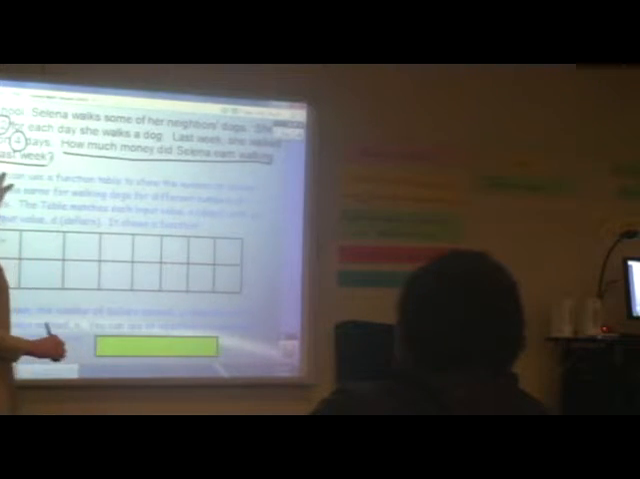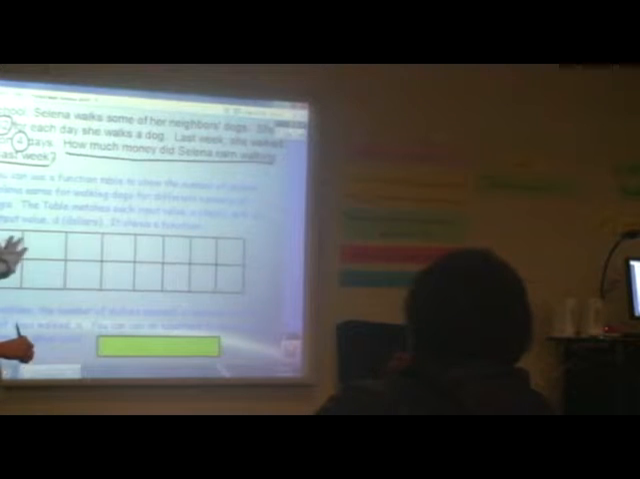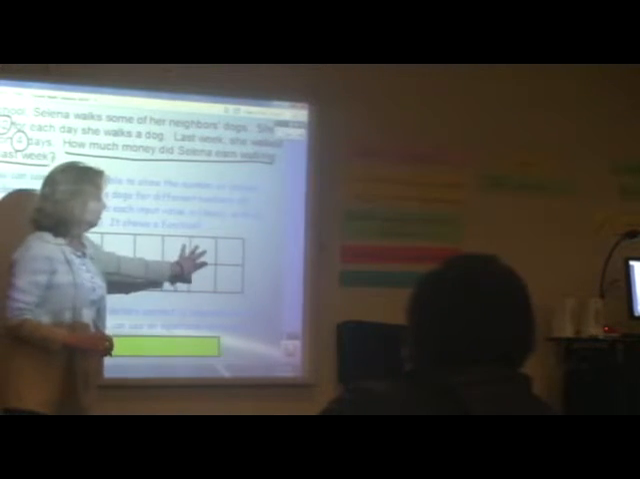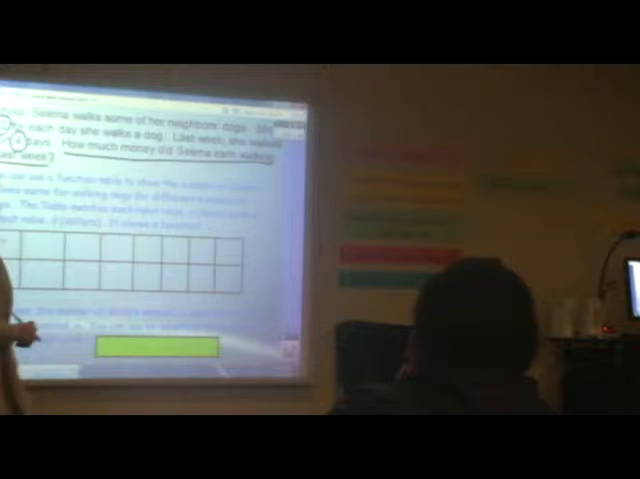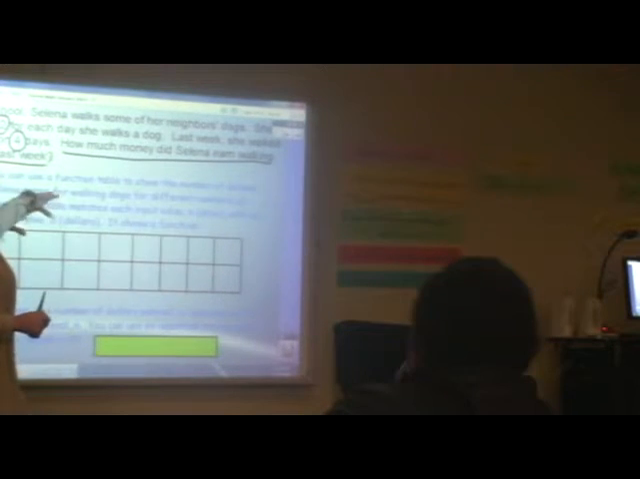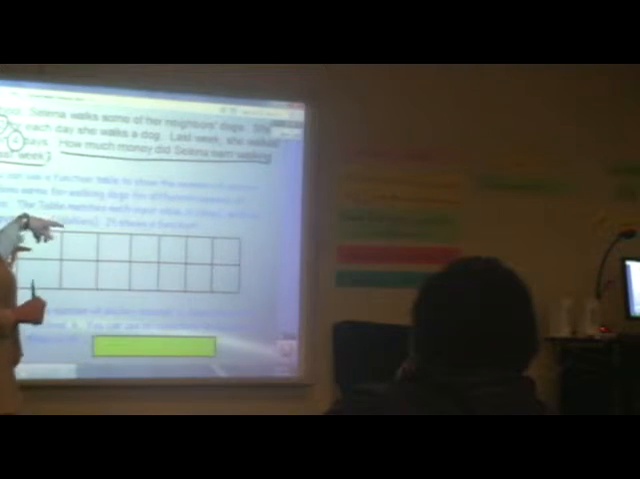All right, now I'm going to skip this for a second. And here's my function table. It doesn't matter whether this is horizontal, it could be vertical. Either way works. You can use the function table to show the number of dollars Selena earns for walking dogs for different numbers of days. The table matches each input value, which Ms. Miller told you, N meaning days, with an output, D meaning dollars.